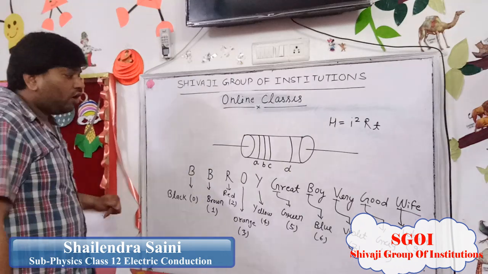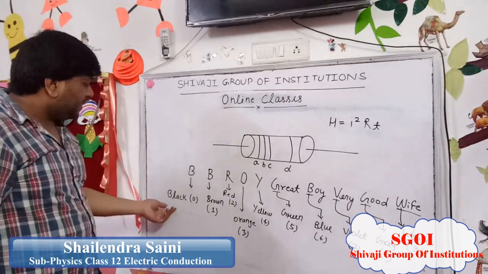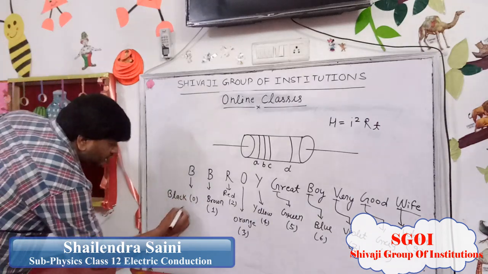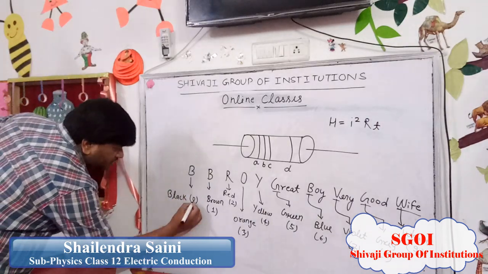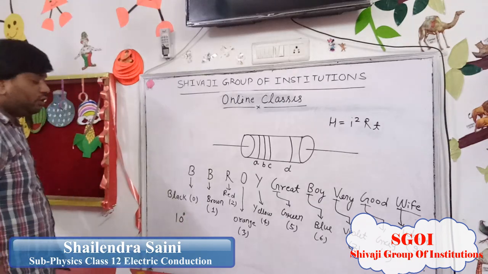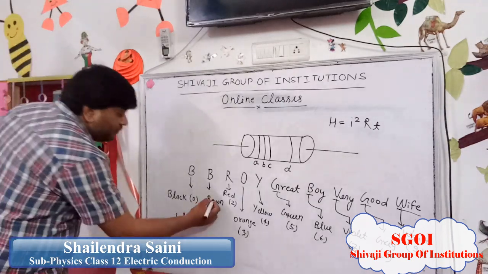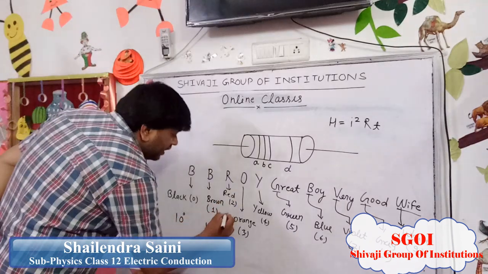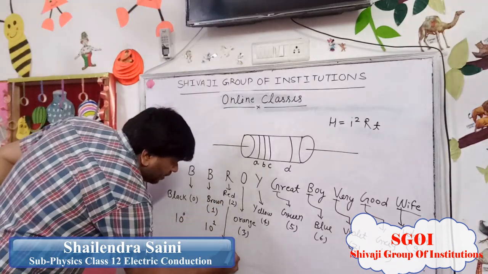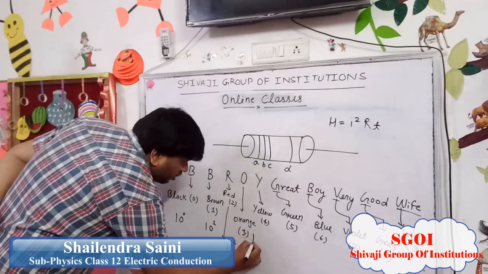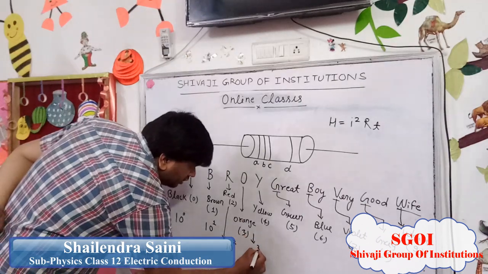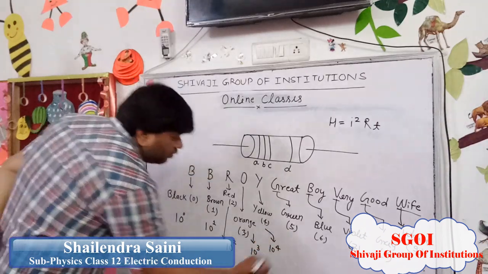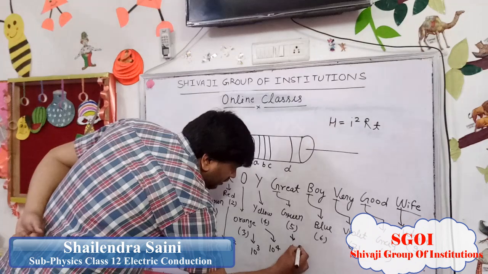So we are assigning all the multiplier values related to all the colors. For black color the value of multiplier would be 10 to the power, significant digit is what? 0. So it would be 10 to the power 0. For brown color the multiplier value would be 10 to the power 1. For red color, 10 to the power 2. For orange, 10 to the power 3. For yellow, the multiplier value would be 10 to the power 4. For green it would be 10 to the power 5.